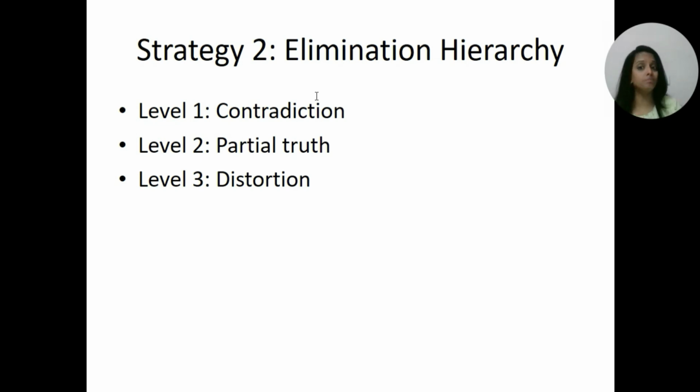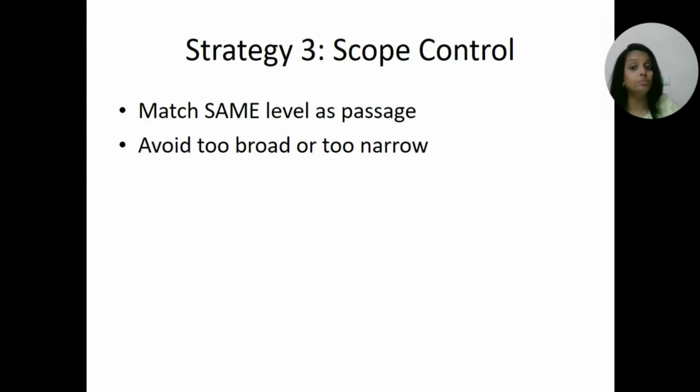Level 2, partial truth trap. Here the option is mentioned in the passage but is not the main idea. And level 3, distortion or exaggeration. Here the options are too extreme, too general, or slightly twist the meaning. 80% of options are designed to be partly correct but incomplete. The result is that instead of guessing, you narrow down to one surviving answer. Got it?